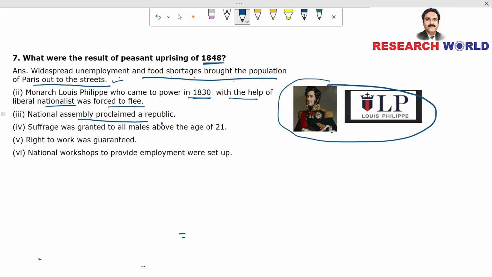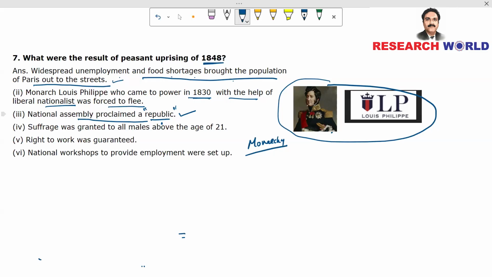The National Assembly proclaimed a republic. Republic means there will be a constitutional head elected by the people, being a sovereign nation. If there is an elected head for the country or a nation, then it is called a republic. Otherwise it is a monarchy. Up until now, France had a monarch who was Louis Philippe. Now he was forced to flee, and there will be a new elected head for the country.